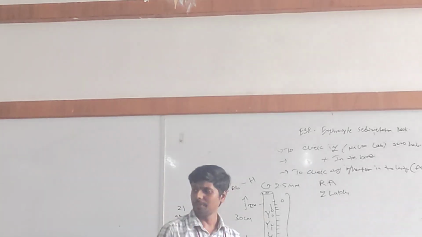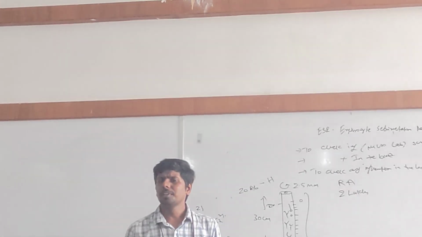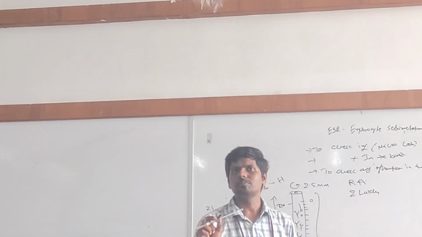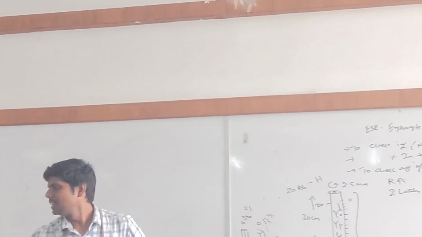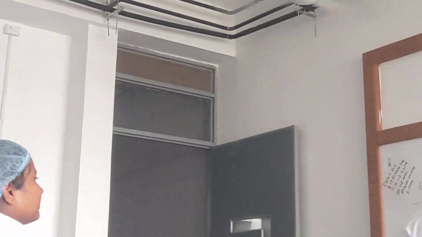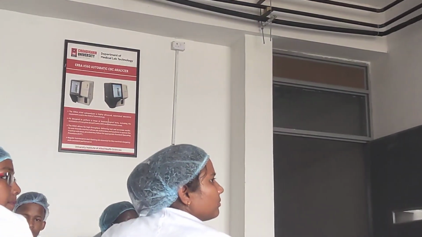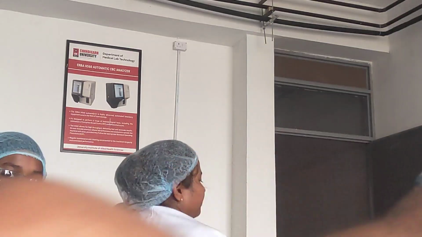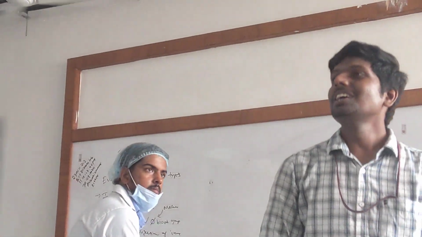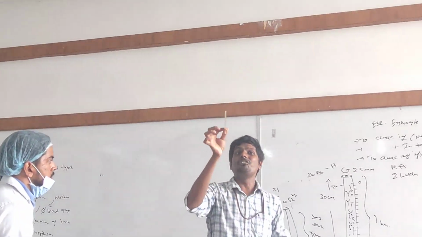Still, the problem is the 1 hour issue. Now, they came up with a solution. They shortened the length of the tube. So, less length, less time it takes to perform the ESR. Am I correct? This is called Wintrobe's tube.